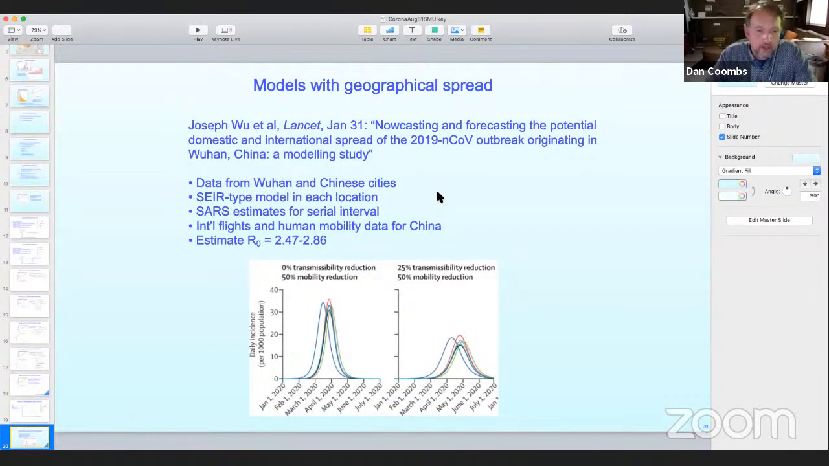And my friend Joe Wu, who's at Hong Kong University, also had a paper which came out in Lancet right at the end of January, and these are his versions of these big, scary curves. And he was already talking about trying to reduce mobility of people, trying to reduce transmissibility in the hope of flattening these curves. And we'll talk a little more about that in just a second.